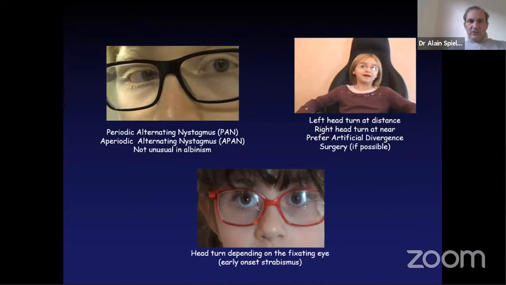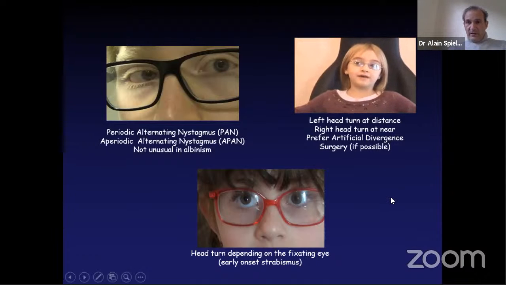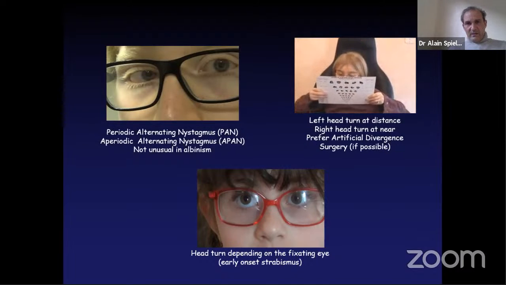This situation is not unusual in albinism, so take your time to examine patients. Another situation, which is not so rare, is two opposite head turns, one at distance fixation and the other at near fixation. Here, this girl is reading at distance, and when reading at near, the head turn changes.